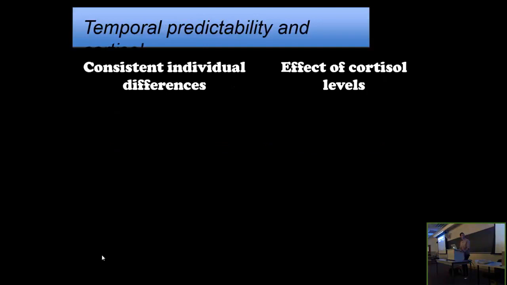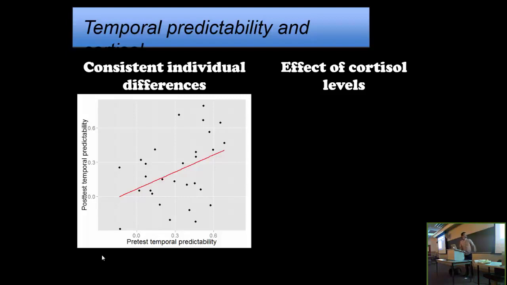So we can look at whether there are consistent individual differences in temporal predictability, as well as whether there's an effect of cortisol levels. And we find that, looking at that autoregressive parameter, that measure of temporal predictability in the first test compared to the second test, there are consistent individual differences, that those are positively correlated with one another, showing that this seems to be another aspect of behavioral variation in this species that may have some functional impacts.